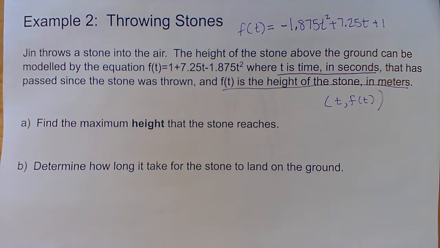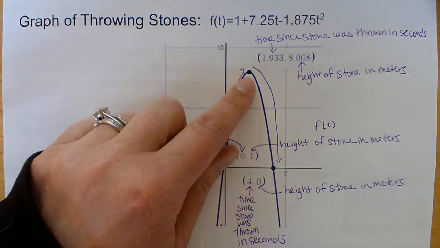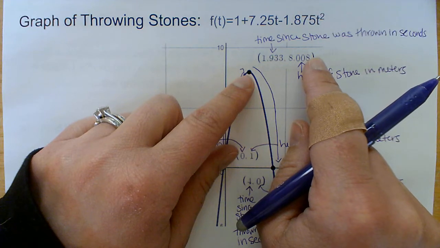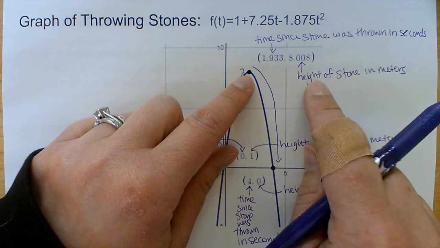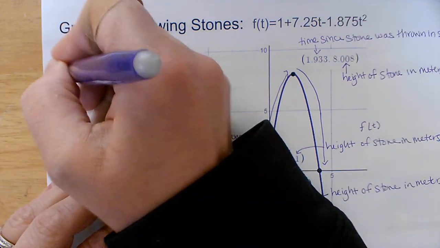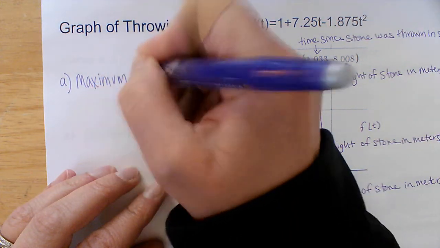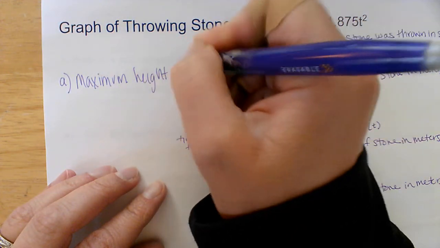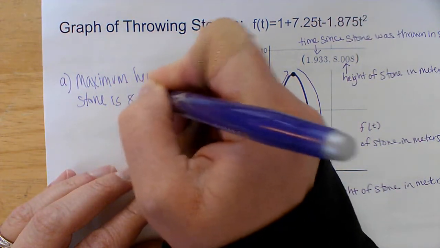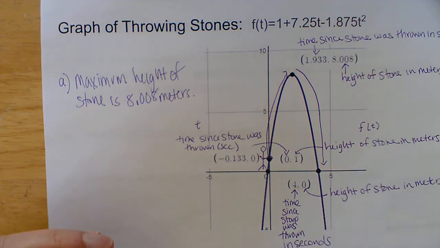Part A, find the maximum height that the stone reaches. So remember, the maximum height is going to be the vertex right here. Now, since I have everything labeled, I'm going to look. Where was that maximum height? Oh, look, height of stone in meters. So that's the maximum height. So part A, the maximum height of the stone is 8.008 meters. Perfect. We found it. All right, part B.